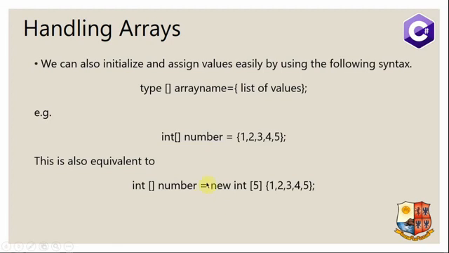This is also equivalent to this. You can see that this is the syntax we have covered so far, and within brackets you can pass the values. This is also equivalent, but the only difference is that the earlier line is a little bit more lengthy. This is a shorthand of creating an array in C#.